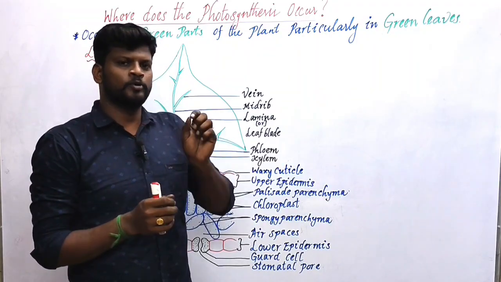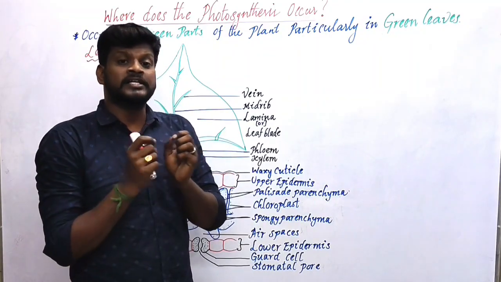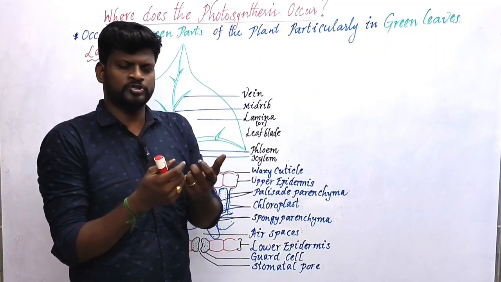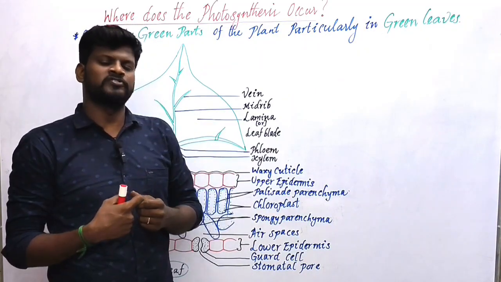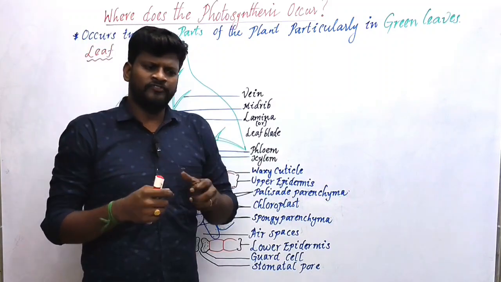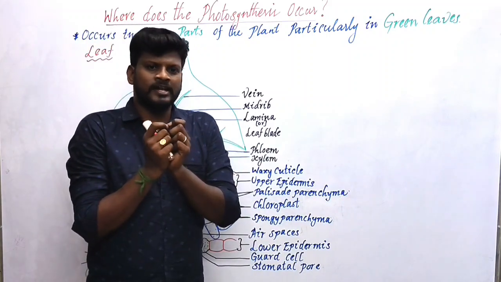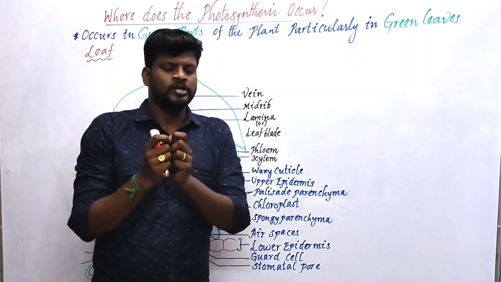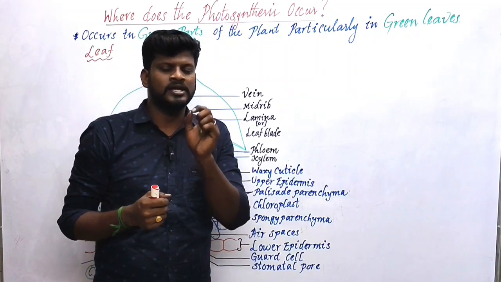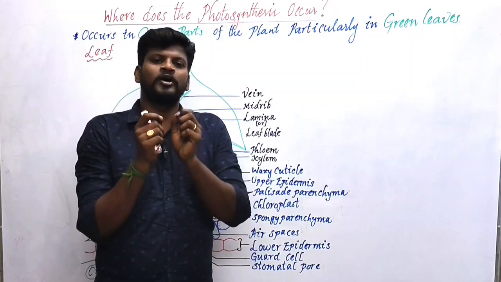Hope we know that the photosynthesis occurs in the green parts of the plant because the green parts will have chlorophyll, as discussed in the previous topic. So there the photosynthesis occurs. If they ask specifically where does the photosynthesis occur, you can say the majority of the photosynthesis occurs in the green leaves of the plant.